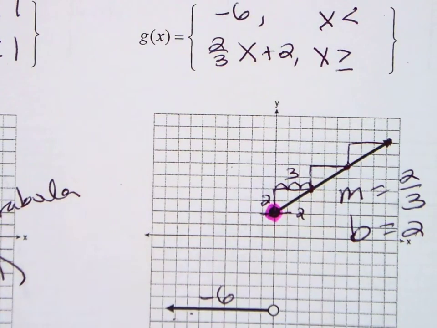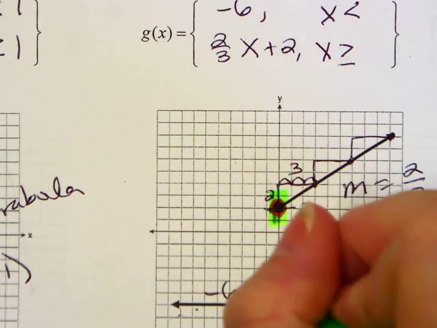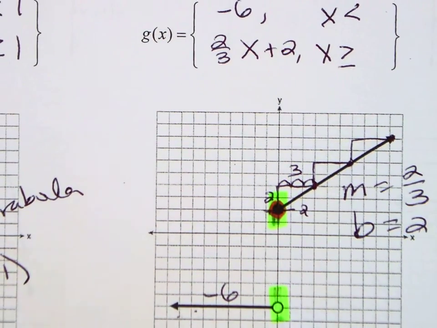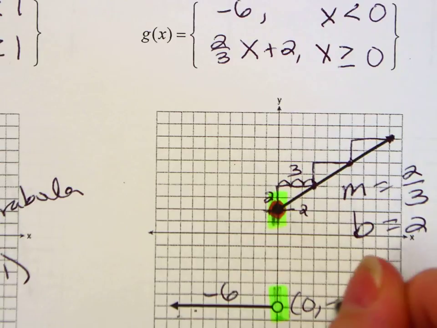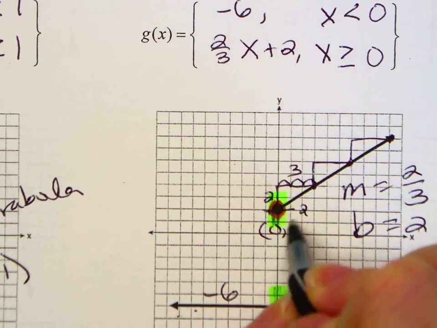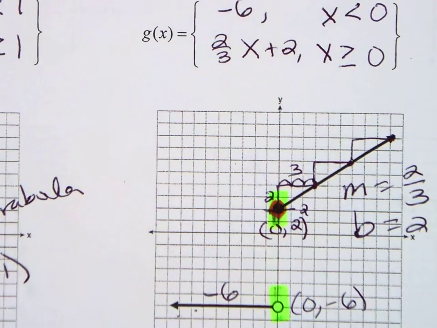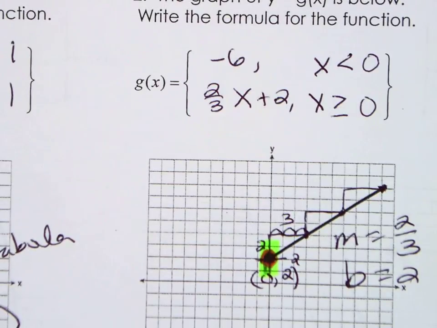Now, where are they cut off? What are the x values of these 2 points? That point and that point. That's where they change. What's that x value? That's 0. 0 and 0. This point is (0, -6). This point is (0, 2). Okay, and we're done. That's the formula. All right, next one.